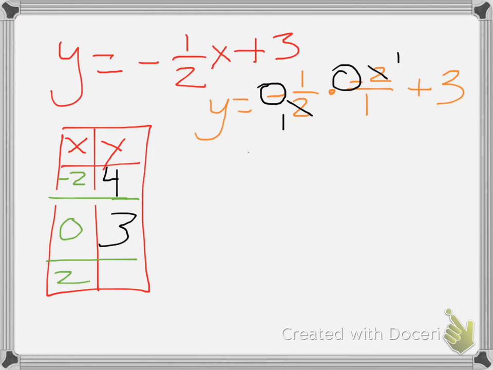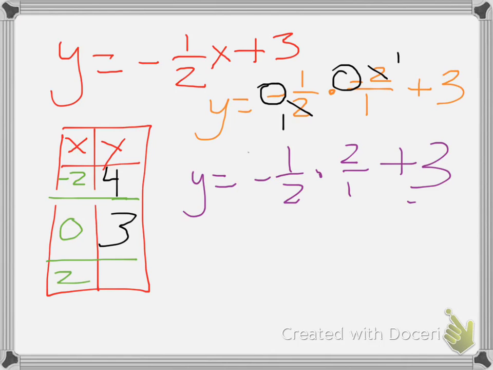Now we want to plug 2 in for x, so we're going to say y equals -1/2 times 2 over 1 plus 3. Now I'm going to cancel my 2s here, and those are both 1s. This time I only have one negative and a positive, so this is negative 1. And then negative 1 plus 3 is 2. So y equals 2.